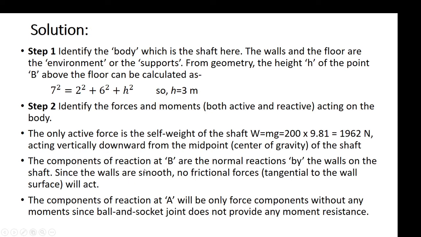The components of the reaction at B are the normal reactions by the walls on the shaft. Since the walls are smooth, no frictional forces which would be tangential to the wall will act. So it is only normal forces from the wall onto the shaft that will be working. And the components of reaction at A will be only force components without any moment, since the ball and socket joint does not provide any moment resistance.